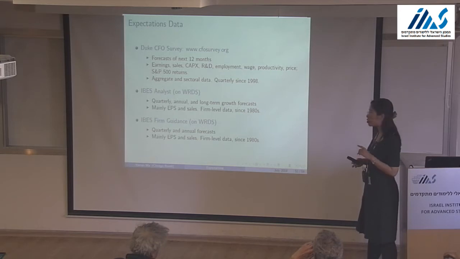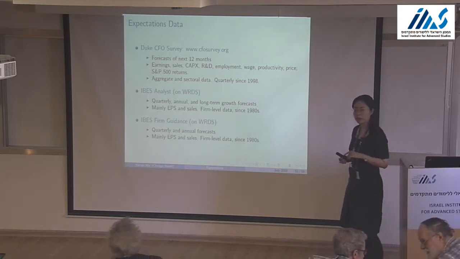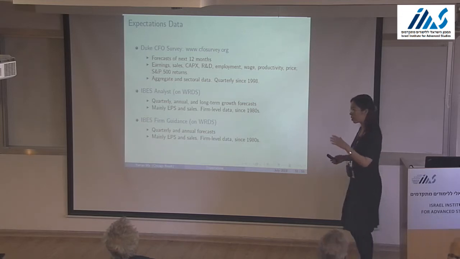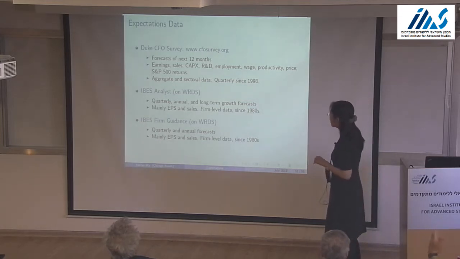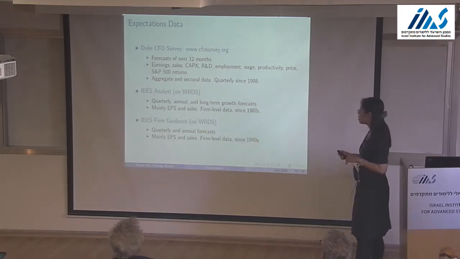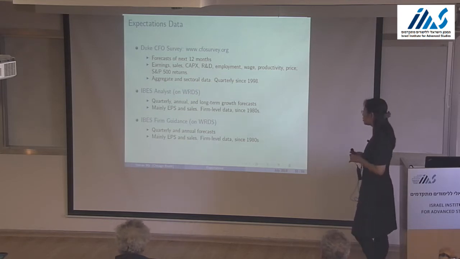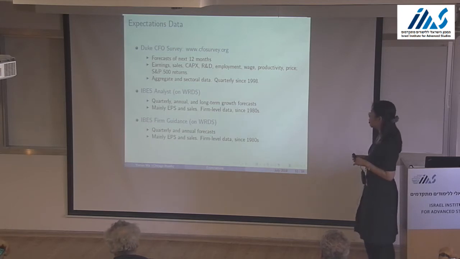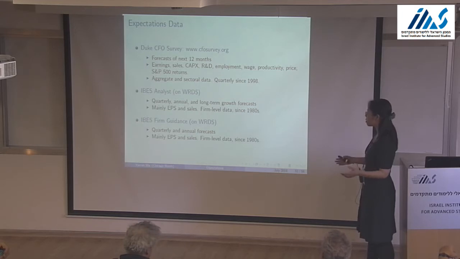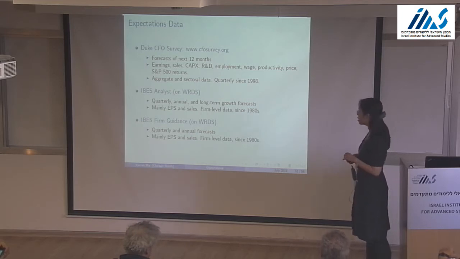And so it's good that they started in 1998, because a lot of the test of rationality relies on a large, long time dimension. If you have a quarter, you cannot do it. And then for other earnings forecasts, the analyst earnings forecast has been very widely used. This is an even longer time series, since the 1980s, of near-term earnings as well as long-term earnings growth, mainly earnings and sales.